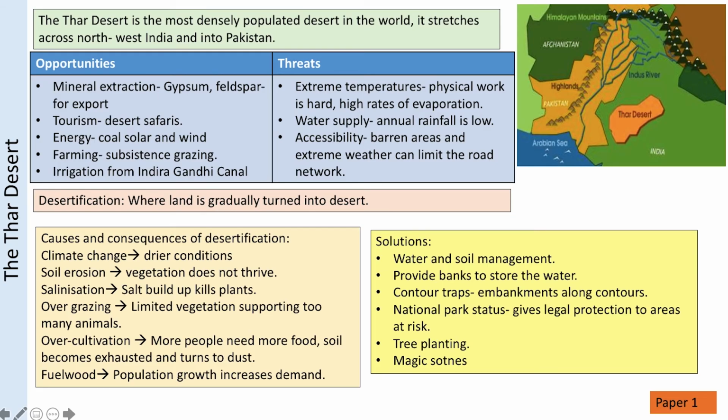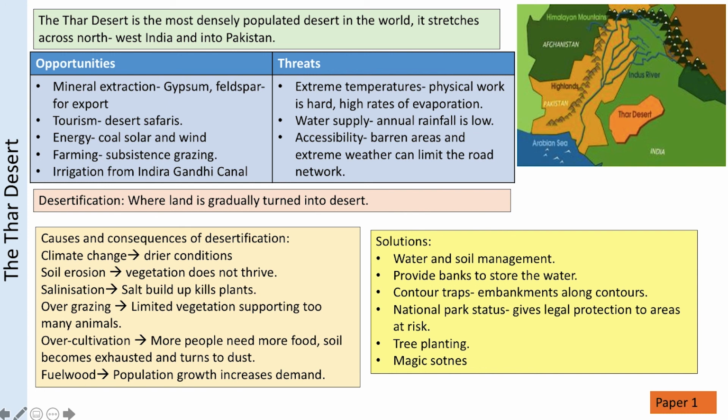This final slide is a revision card slide on the Thar Desert. And it says, the Thar Desert is the most densely populated desert in the world. It stretches across northwest India and into Pakistan. There are many opportunities. Mineral extraction of gypsum, feldspar, which can be exported overseas. Tourism with desert safaris. The energy provision through coal, solar and wind. Farming using subsistence grazing. And irrigation from the Indira Gandhi Canal. There are, however, threats.